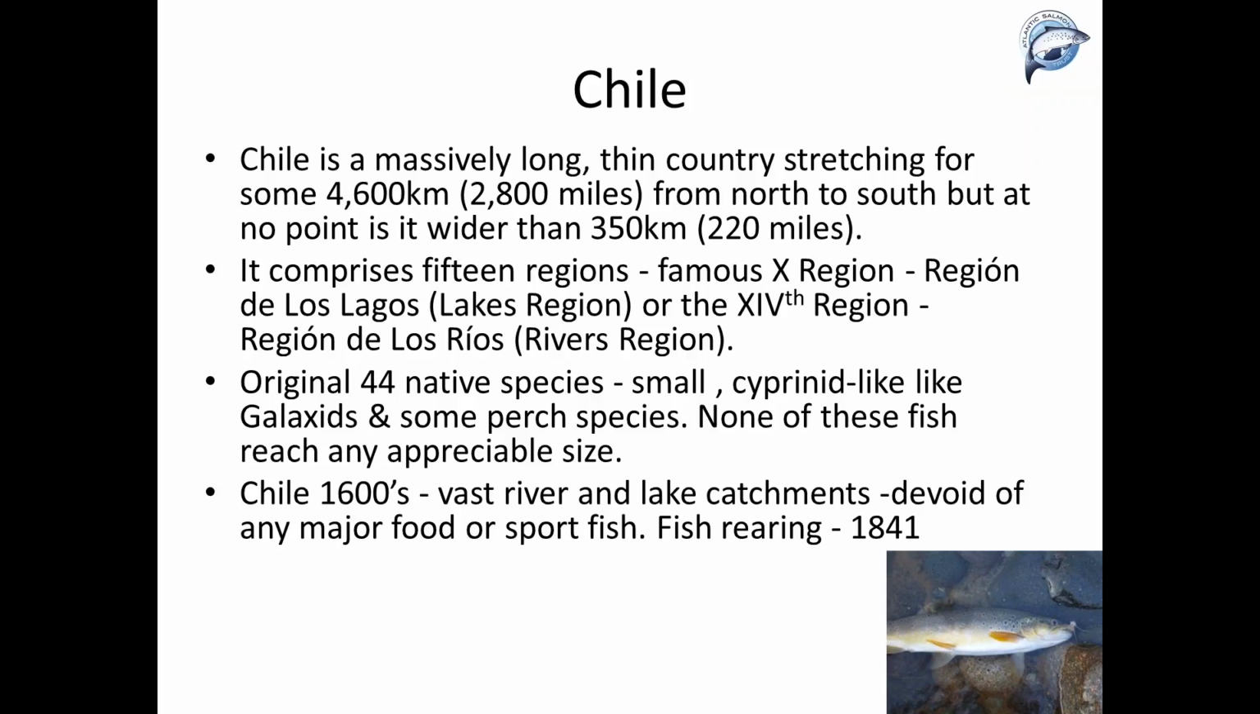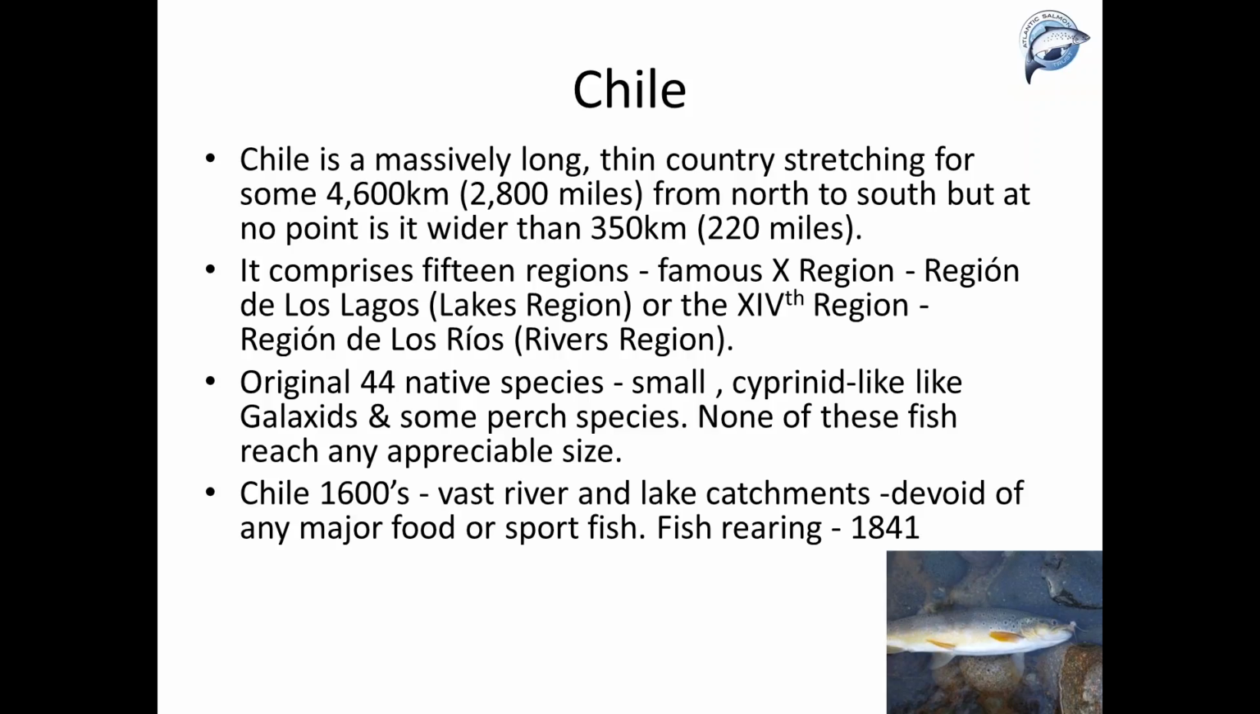And it's divided up into these very nice regions. And there's two main regions of interest to us. There's the lakes region and there's the rivers region. And originally there was 44 native species of fish in Chile, but these were mainly galaxids and perch-like species. None of them grew to any appreciable size. But certainly it was very obvious that these rivers held a great deal of natural productivity.